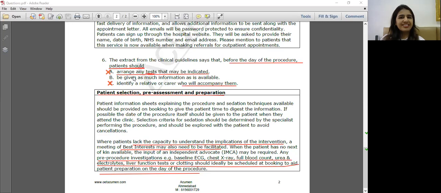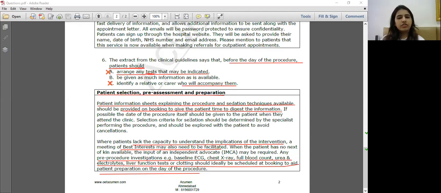Patient should be given. So this is definitely going into the passive voice. Okay. So who is giving is not mentioned here. Maybe a member of staff, but patient should be given as much information as is available. So it is given here that the patient must be given information so that they have time to digest. Yes. So you should provide patient information sheets that explain all the details. They should be provided on booking to give the patient enough time.